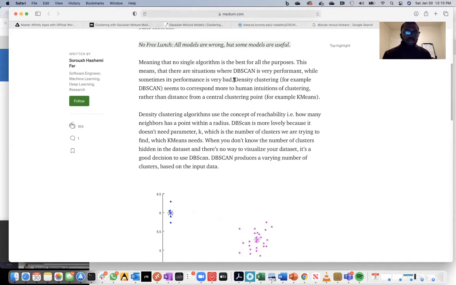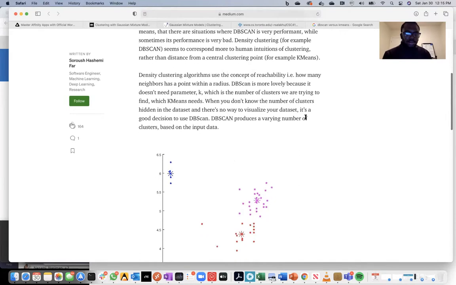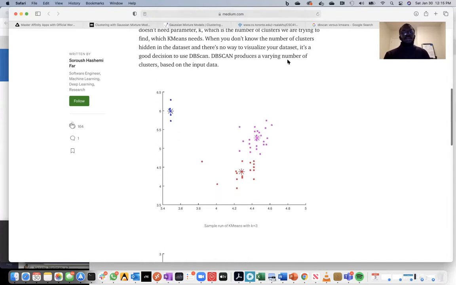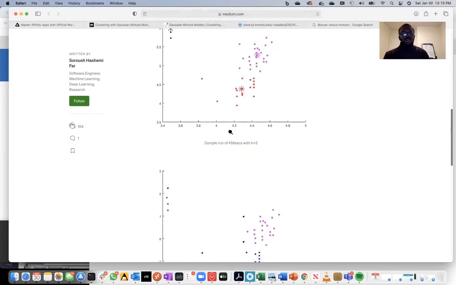So density clustering seems to be better. Density clustering uses the point of reachability: how many neighbors have a point within a radius? And so DBSCAN doesn't need a parameter K, the number of clusters we're trying to find, which K-means needs. When you do not know the number of clusters hidden in the data set, and there's no way to visualize your data set, it's a good decision to use DBSCAN. DBSCAN will produce a varying number of clusters.